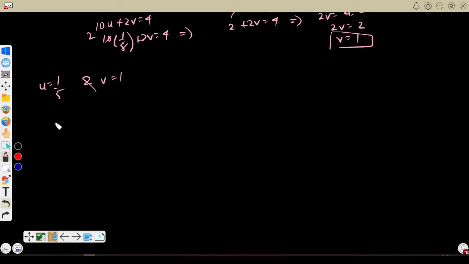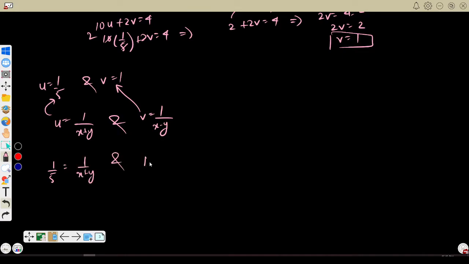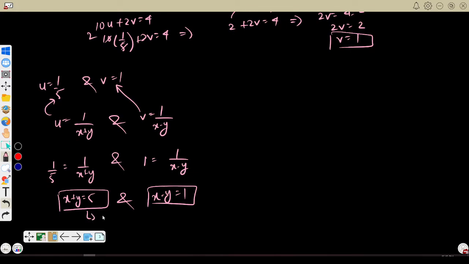Back to this step. We know u is equal to 1 upon x plus y and v is equal to 1 upon x minus y. We have already done this. I'll just put the value of u as 1 upon 5 and the value of v as 1. So the equations will be 1 upon 5 is equal to 1 upon x plus y and 1 is equal to 1 upon x minus y. If you take the reciprocal of these equations, then you will get x plus y is equal to 5 and x minus y is equal to 1. I mark this as equation number 4 and this one as equation number 5.